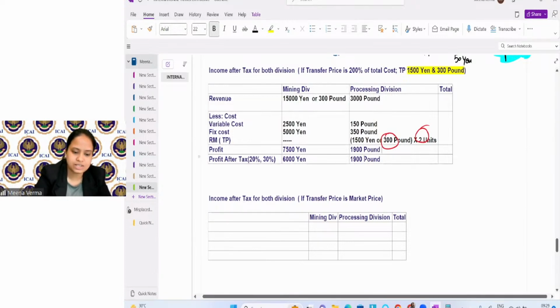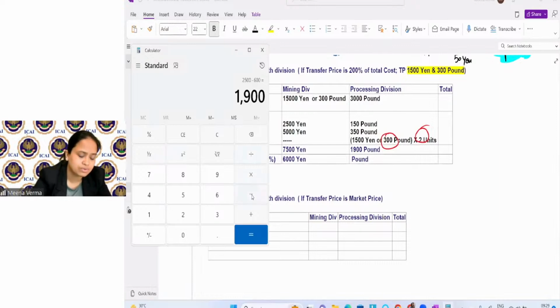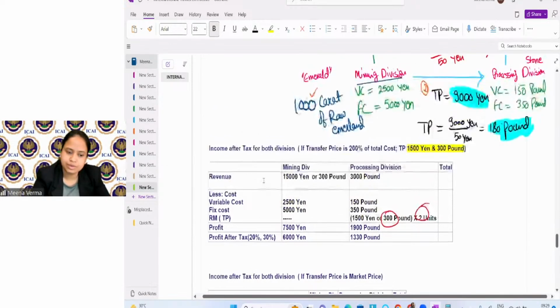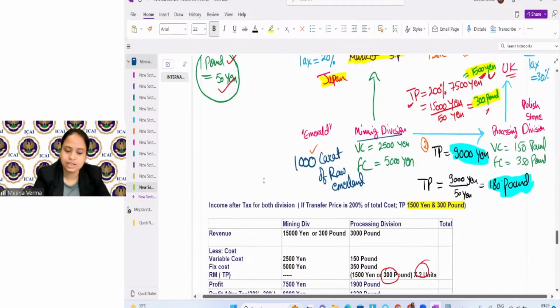What is after tax? 30% minus that. 30% will be tax. Minus 30%. 1,330 pound. So this amount will be net of tax. All right. That's it. If the transfer price will be 15,000 or 300 pound, right? This will be the case.